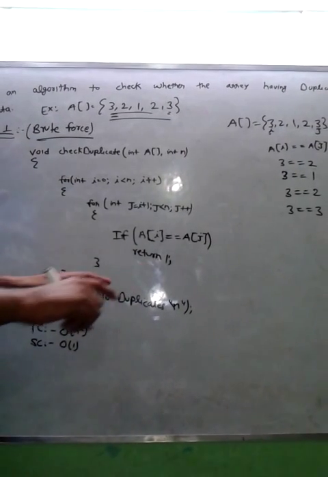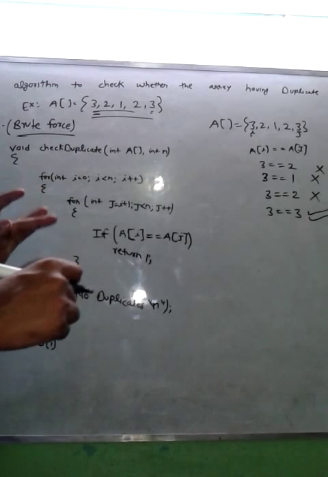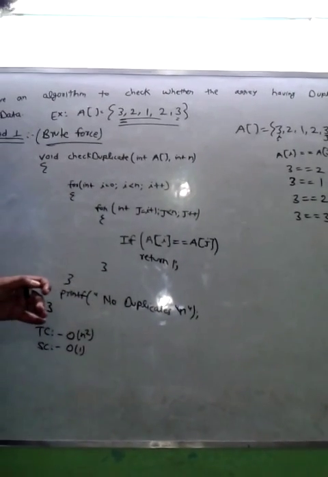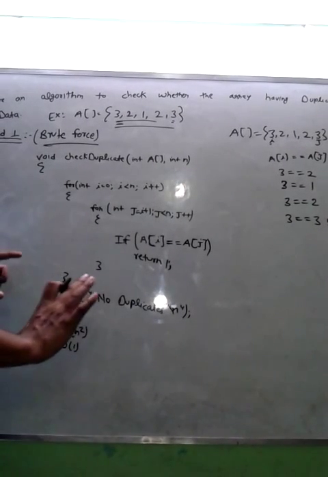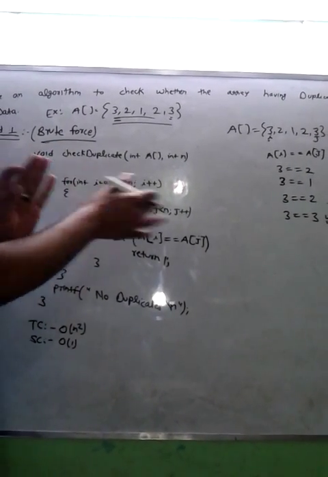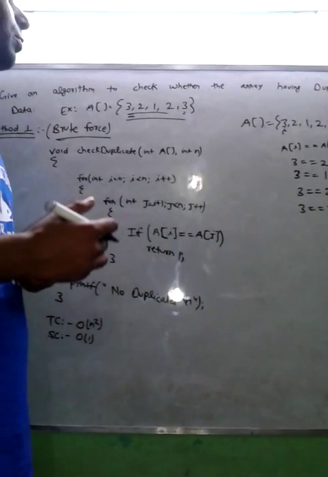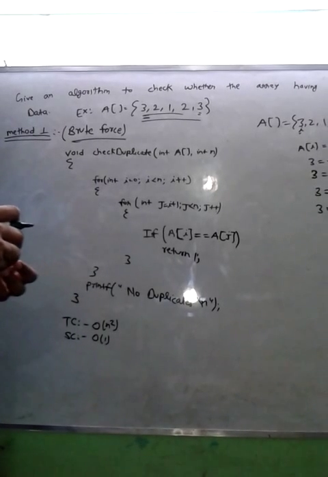Here 1 means we are returning true, that the array has a duplicate item. So this is the final answer. By using the brute force method you can simply check whether the array has a duplicate item or not. Now we are going to see another method.